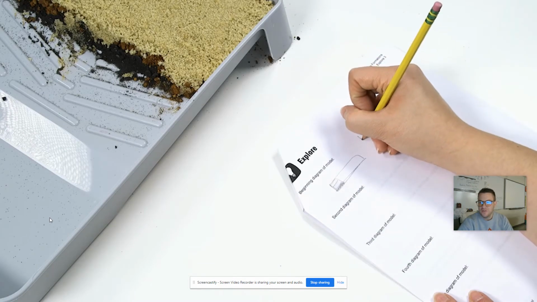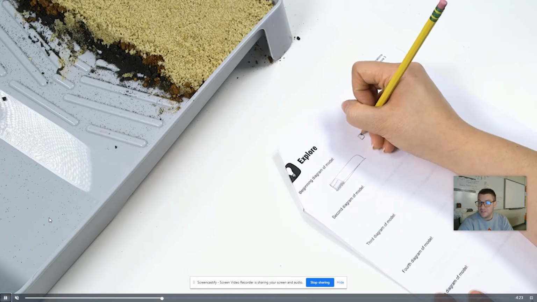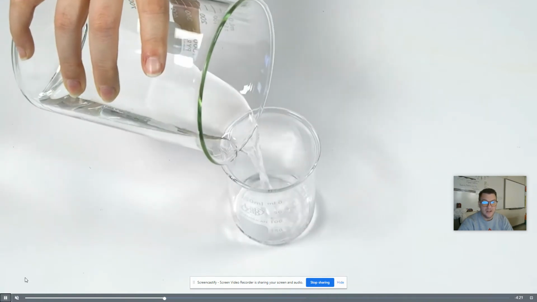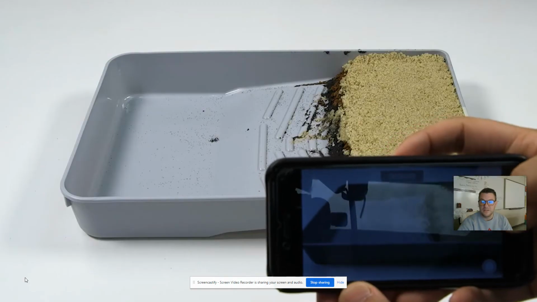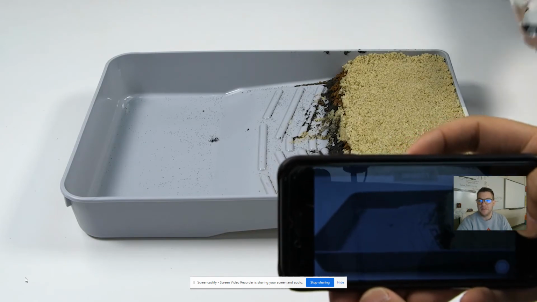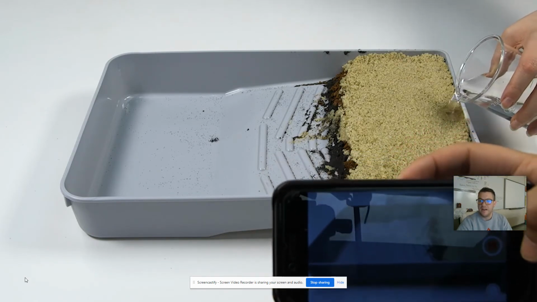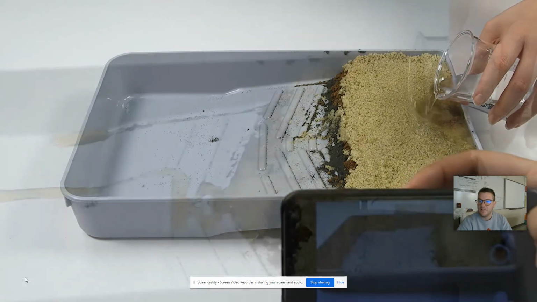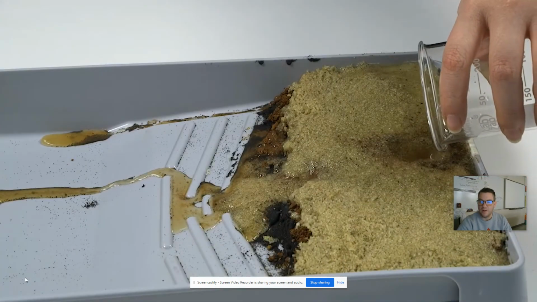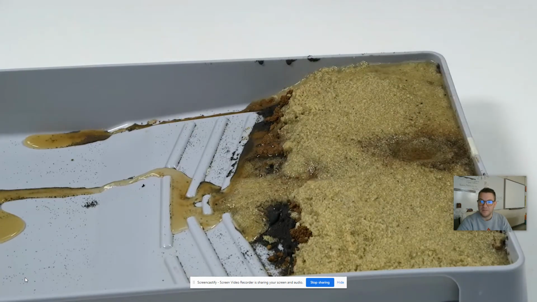I would instruct students to always take diagrams, but you have this video to rewind and watch the diagram. And then I would measure out about 250 milliliters of water. We would take a picture and everything to help us with our diagrams. And then I would pour in the center solidly the 250 milliliters of water and then observe what happens.